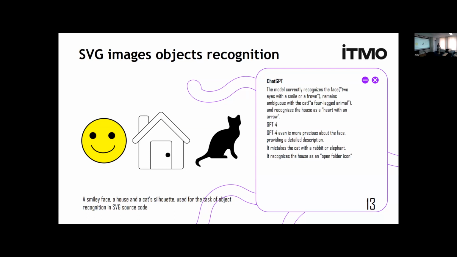It provided a detailed description of the face elements and corresponding SVG paths for these face elements, but it did mistake the cat with a rabbit or an elephant, and it recognized the house as an open folder icon.